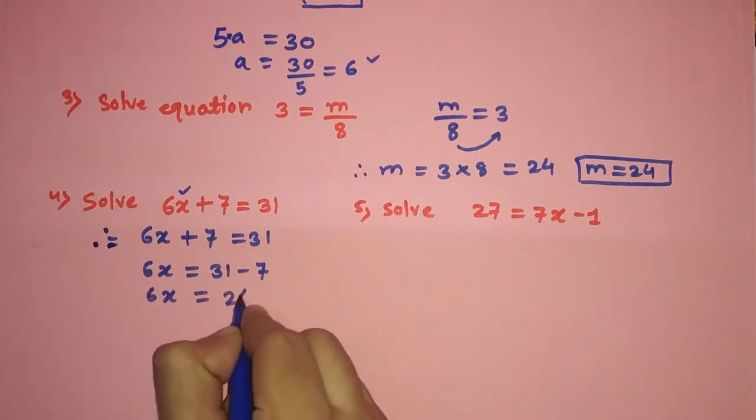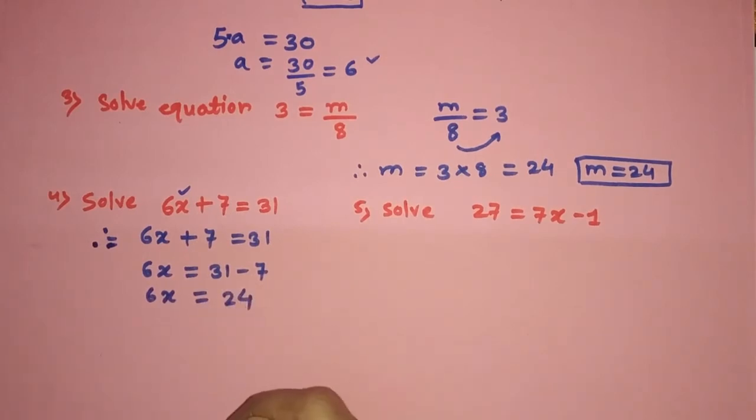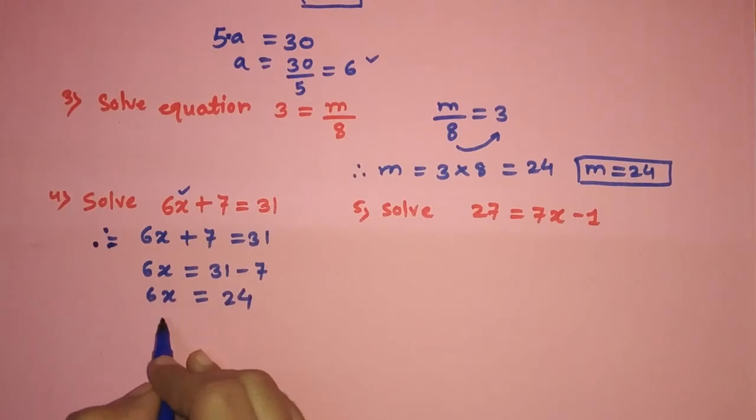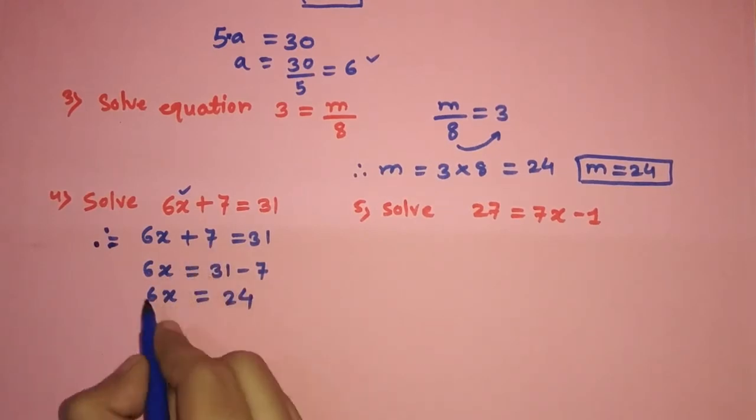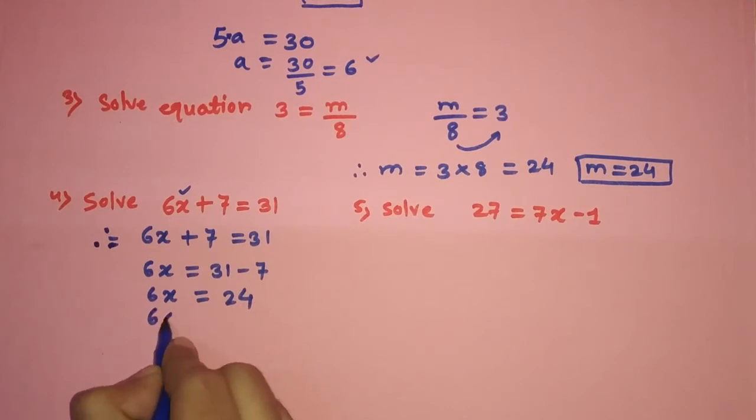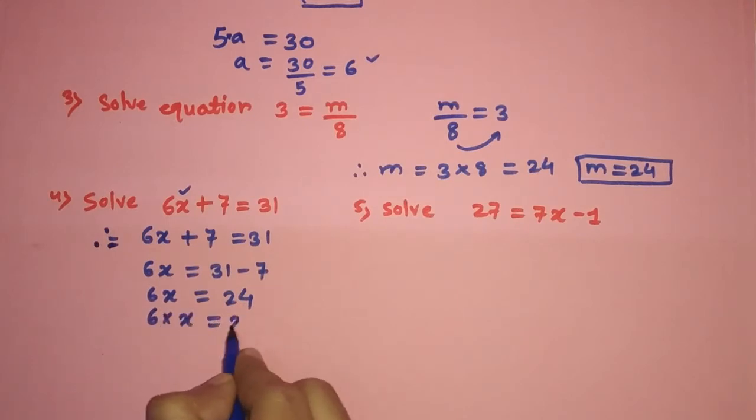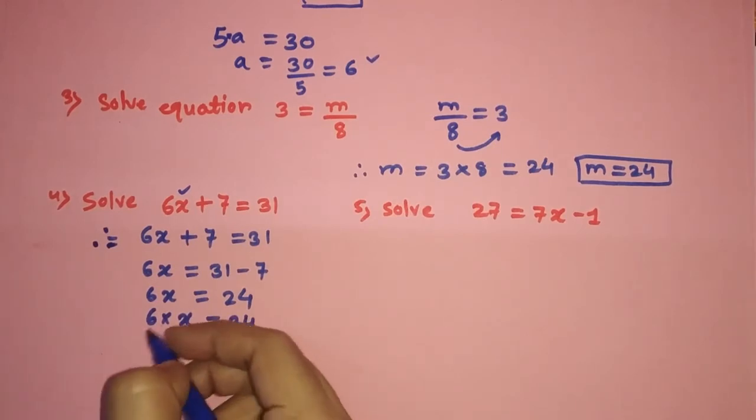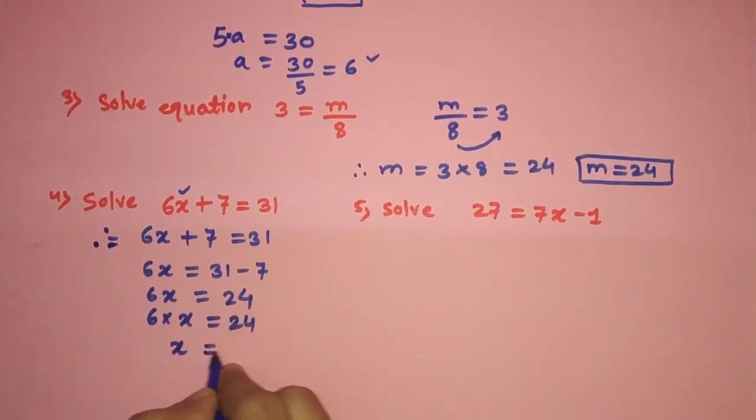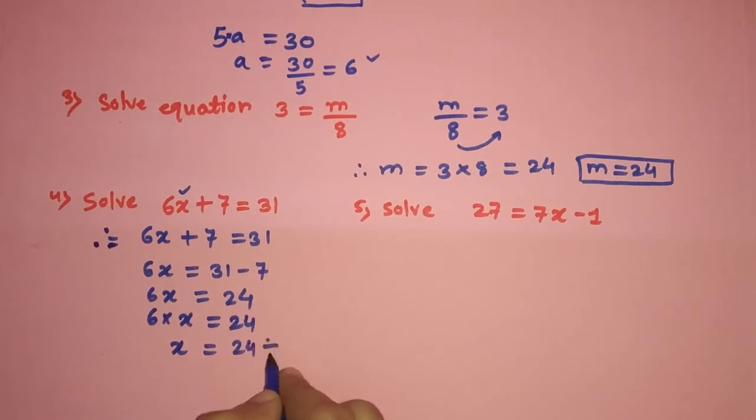It gives you 24. Now if you carefully see, I want the value of x, and this 6x is 6 times x. So this 6 is in multiplication. Actually 6x is like this. So the multiplication of 6, you will send it to the right hand side, and it goes in division. 24 divided by 6. So you'll get the value x is 4.